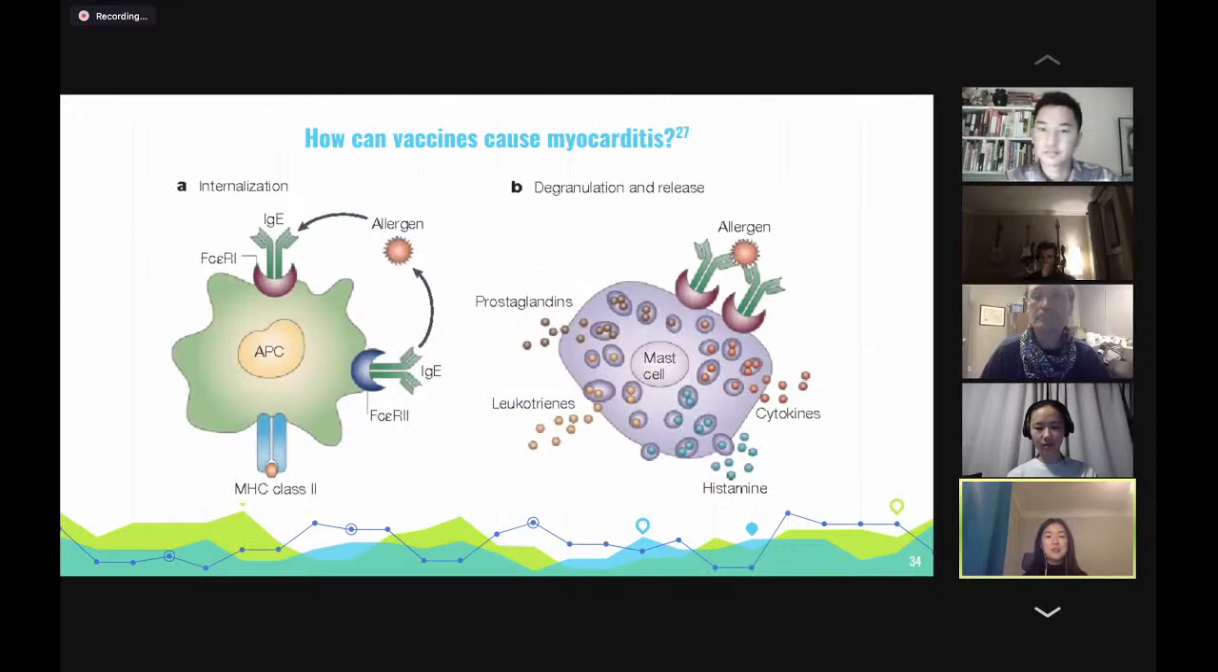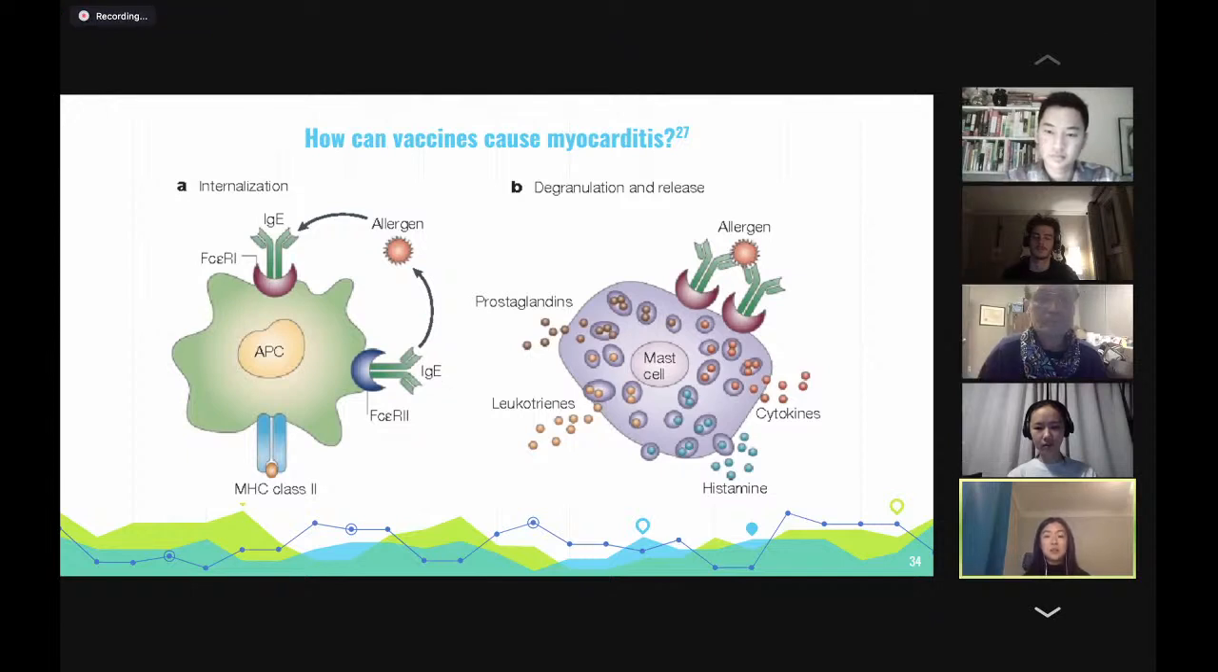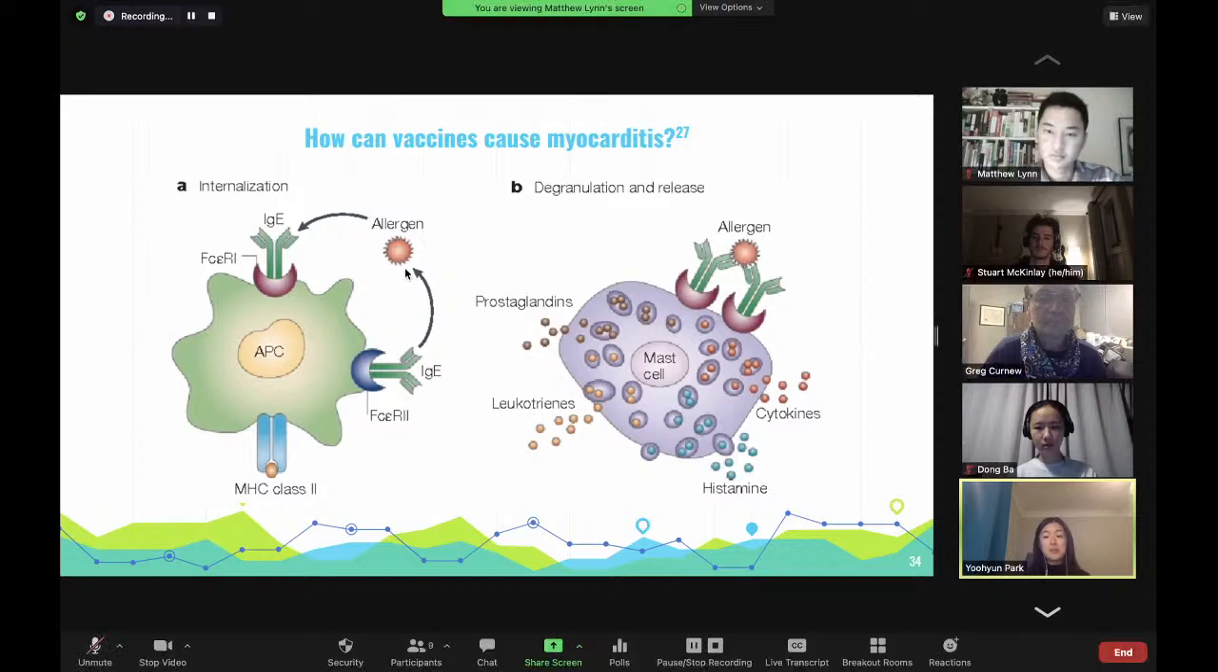So there are some theories, though, on how vaccines could cause myocarditis. Not specific to the COVID-19 mRNA vaccine, but in general, inflammation caused by a vaccine is most likely due to an allergic reaction. A type of antibody called immunoglobulin E is responsible for releasing histamines, and you may have heard of antihistamines, things like Claritin. Histamines are what trigger your allergic responses and can cause inflammation.